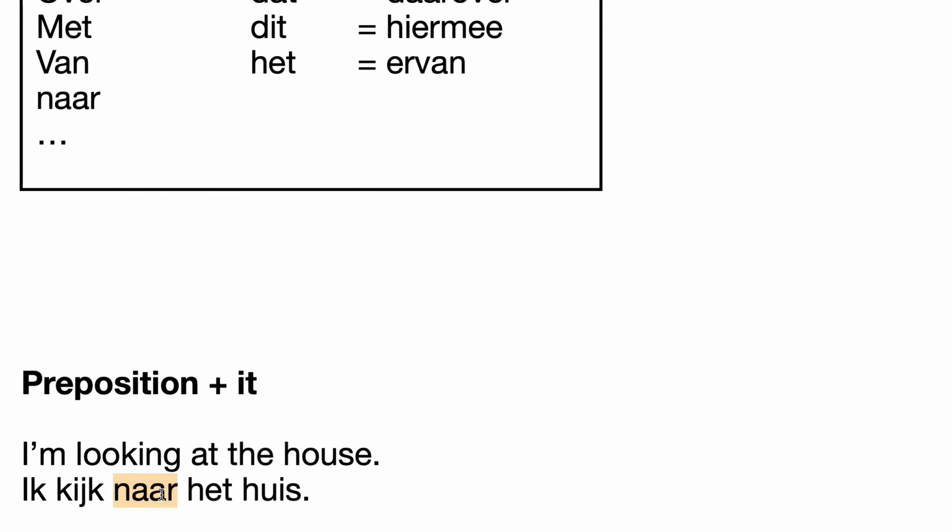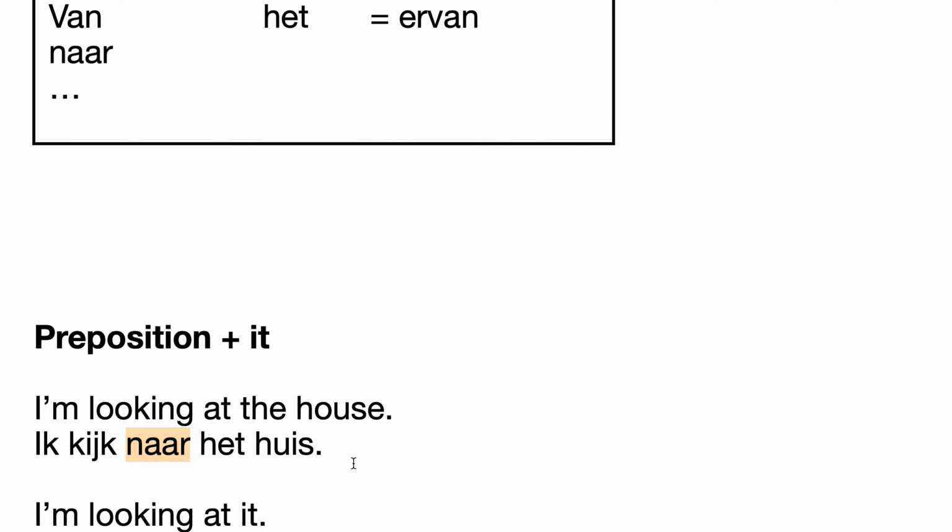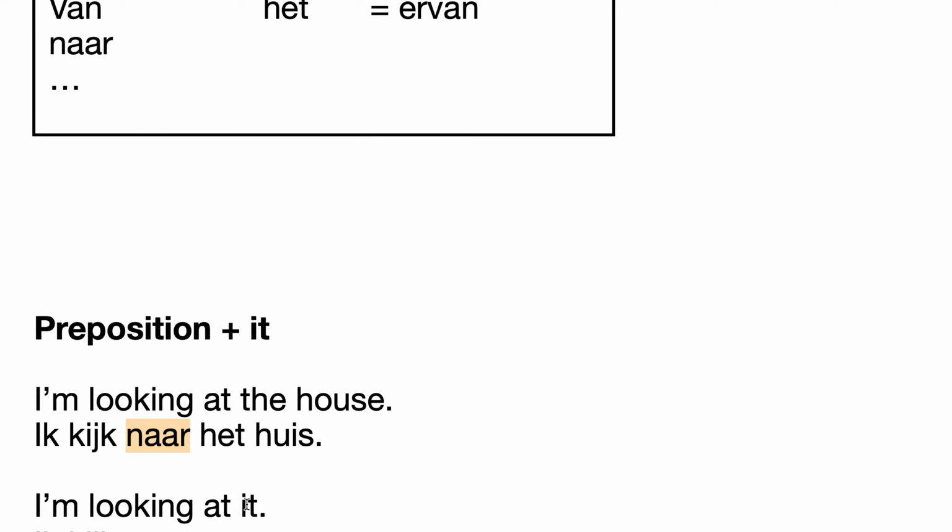Well, that's a preposition. However, when you're asking a question, are you looking at the house? When you're replying, you will be replying, I'm looking at it. You're not going to say, well, are you looking at the house? Well, yes, I'm looking at the house. You're not going to repeat this, the house. You're going to say it, because it's shorter and everybody knows you're talking about the house.